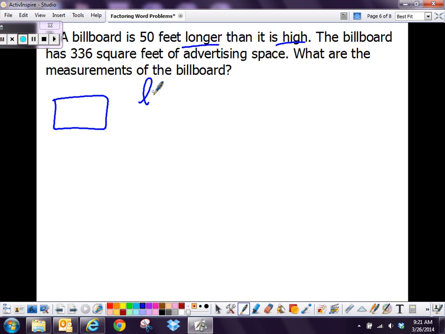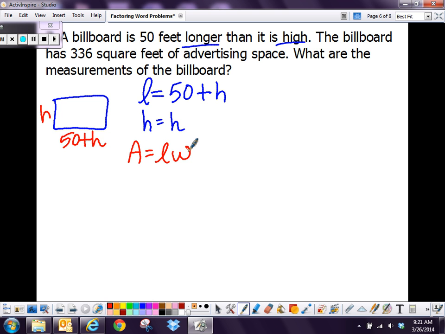So my length is 50 more than the height, so 50 plus h. And my height, I'm going to say, is still just h. So basically here, one side is h, the height, and then the length is 50 plus h. It's wanting how much space there is here, so that's talking about area. So I have area equals length times width, or in this case, length times height.